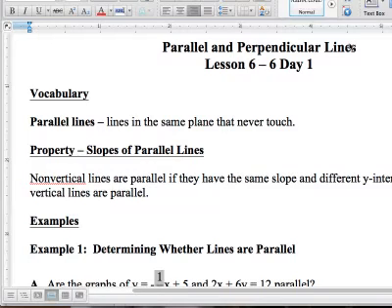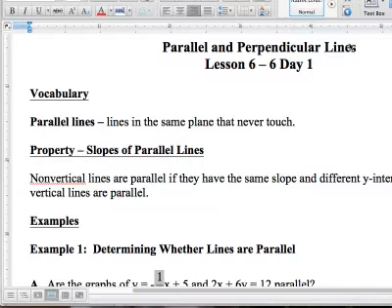Okay, so today we're going to talk about parallel lines, equations of parallel lines. Parallel lines are lines that are in the same plane and never touch. A plane is like the coordinate plane, the xy axis. Think about parallel lines for me for a minute. When you have parallel lines, what do you notice about the slopes of parallel lines? What has to happen for the slopes?